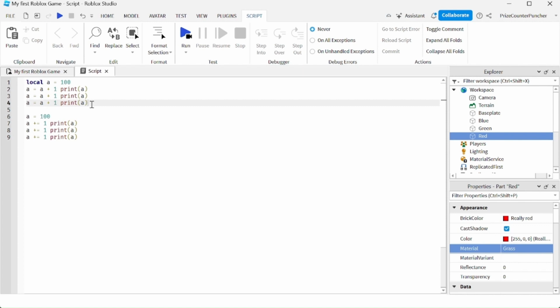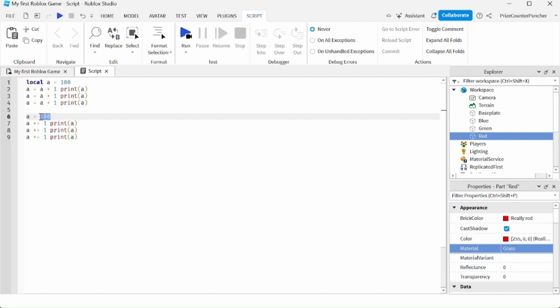So this is the regular way of doing the compound assignment without using the compound assignment operator. And down here, we're using the compound assignment operator to do the same exact thing as up here. But this is like a shortcut. So I'm just saying a plus equals 1. It means that a equals a plus 1. Then I print it out.